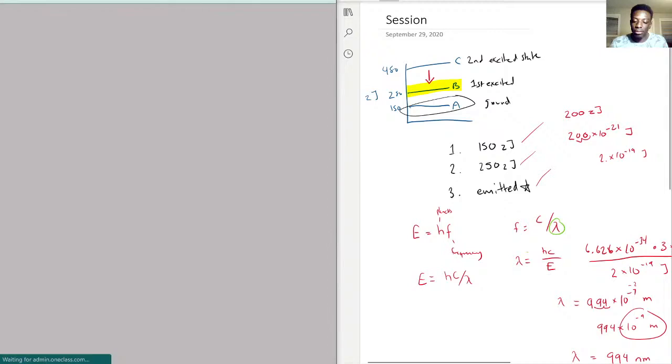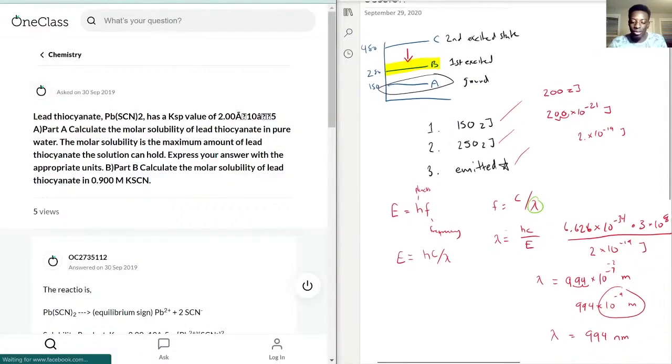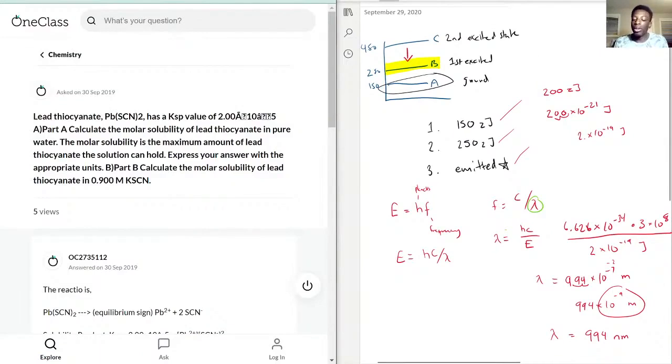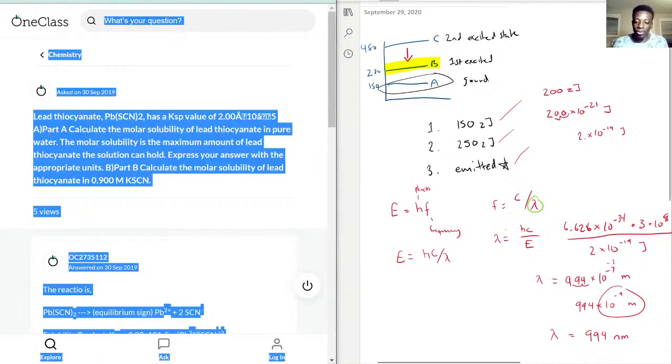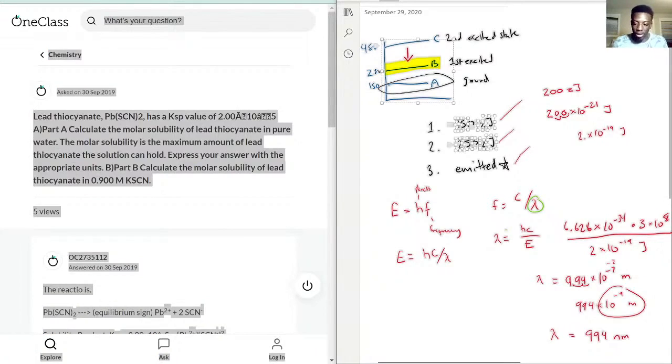In order to get through that, that's why I mentioned there's a little bit of physics in terms of just remembering your whole relationship between energy and wavelength and stuff. But chemistry does mention that as well. So let's go on to the next question here.